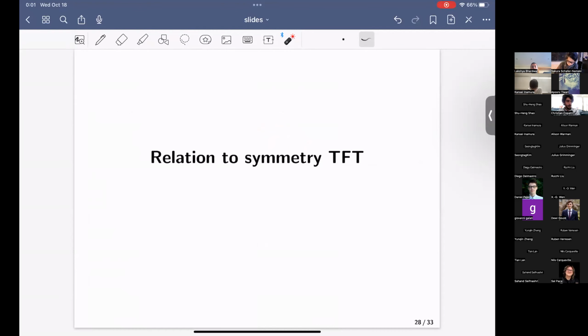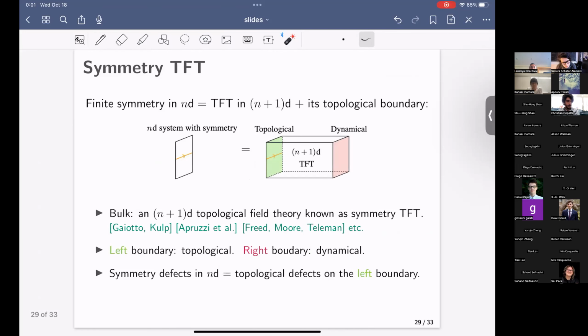Okay, so finally, let us discuss some relations of the lattice models to topological field theories in one higher dimension, which are called symmetry TFTs. To this end, we first recall the basic ideas of the symmetry TFTs. So in general, finite symmetry in n dimensions can be identified with topological field theories in one higher dimension and its topological boundary conditions. What I mean by this equality is that an n-dimensional system with finite symmetry can be obtained by putting a topological field theory on a slab and imposing a topological boundary condition on one of its boundaries.